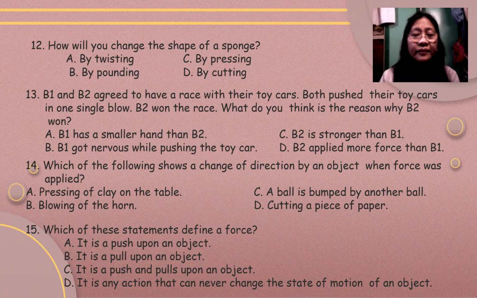Question number 13. B1 and B2 agreed to have a race with their toy car. Both pushed their toy cars in one single blow. B2 won the race. What do you think is the reason why B2 won? A. B1 has a smaller hand than B2. B. B1 got nervous while pushing the toy car. C. B2 is stronger than B1. And D. B2 applied more force than B1.